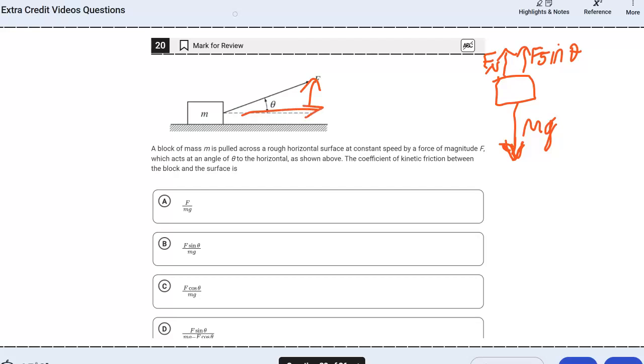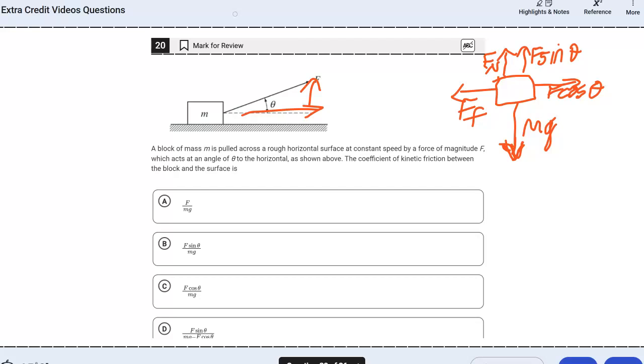So then let's go to the x direction. In the x direction we have F cosine theta, and then we have our frictional force going to the left. The other physics fact we need to know is that when objects are moving at a constant speed, the sum of forces equals 0. That's very important. So now let's set up our equations, x and y.